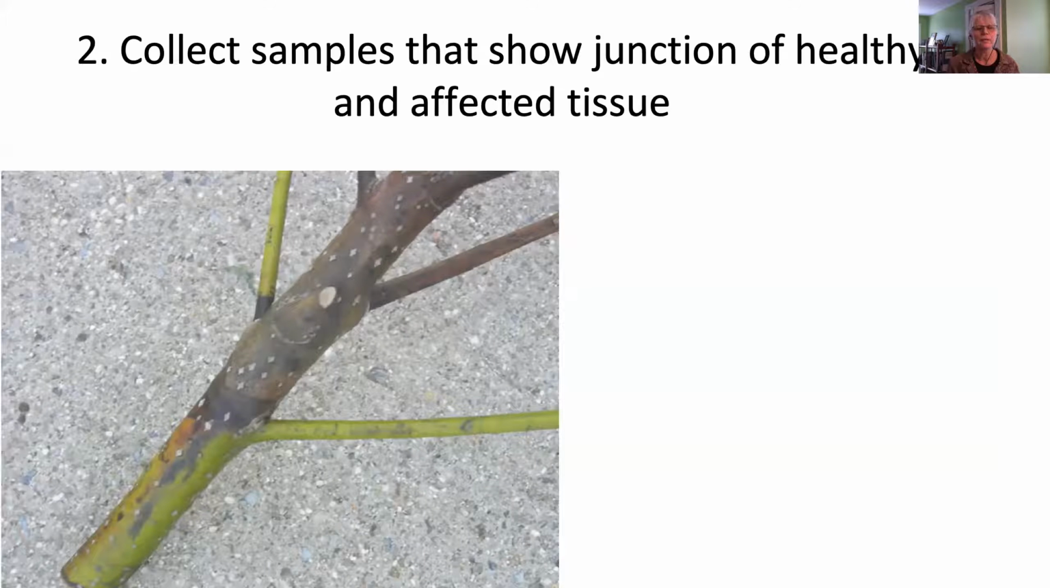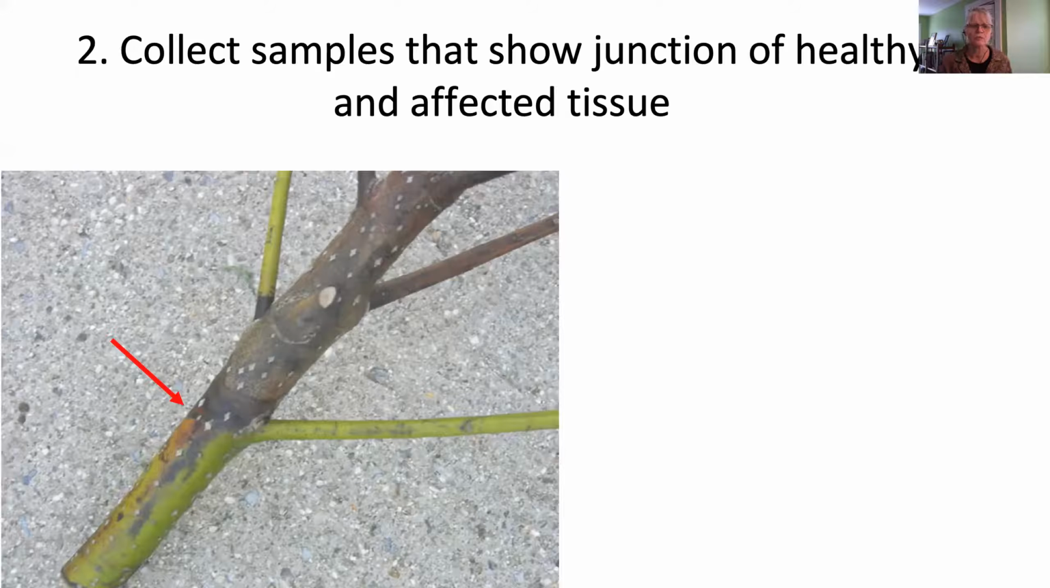Another point that's generally true for all plant samples is that you want to collect a sample that will show the junction of the healthy and the affected tissue. So for example, on this stem sample here, you see a canker. That's the brown area on the stem, and then you see a margin with the green tissue. And that's the place where, if there's a pathogen, that's where it's most likely going to be located. It's going to be where we can culture that pathogen from.